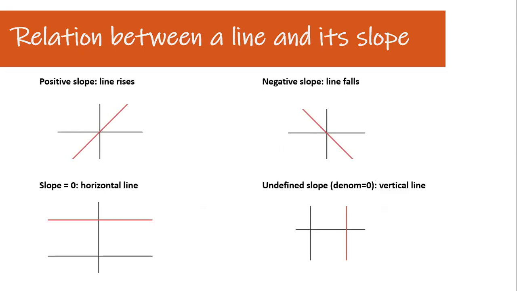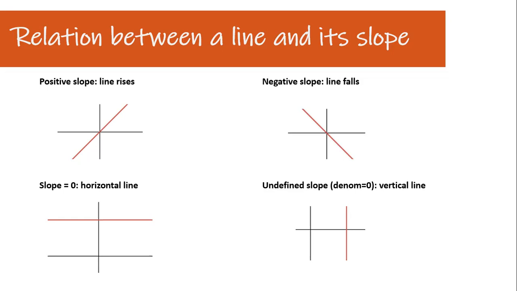Now let's talk about the relationship between a line and its slope. A positive slope has the line pointing upwards. As you move to the right, that's increasing x, your graph is also going up vertically. So as you increase on the x-axis, you're increasing on the y-axis. Your rise and your run are both positive as you move in that positive direction.